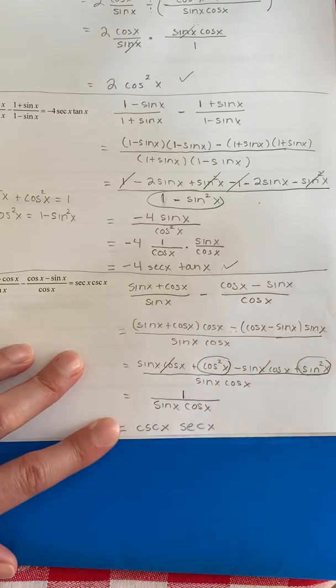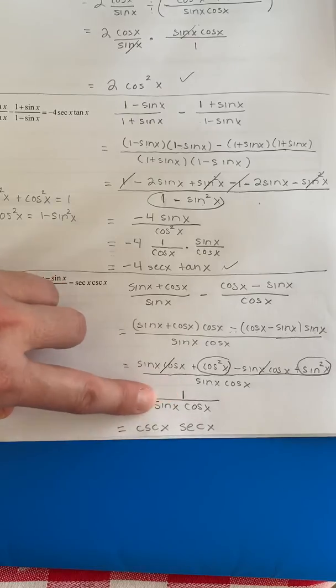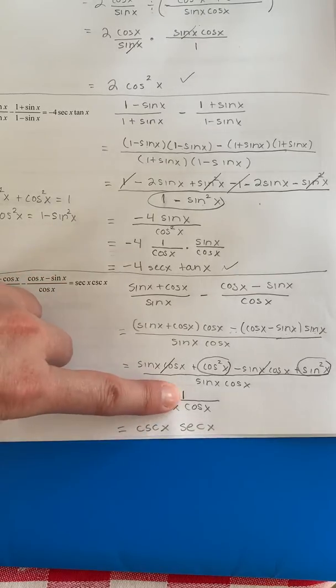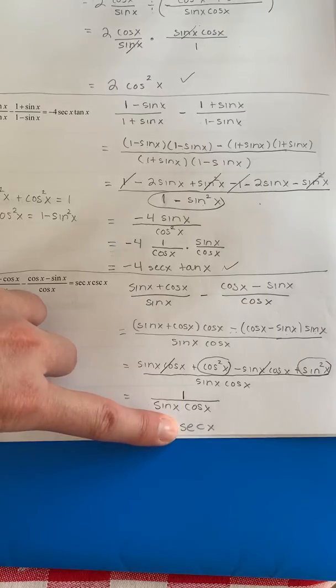Okay. And that does it because we know 1 over the sine function is cosecant and 1 over the cosine function is secant.